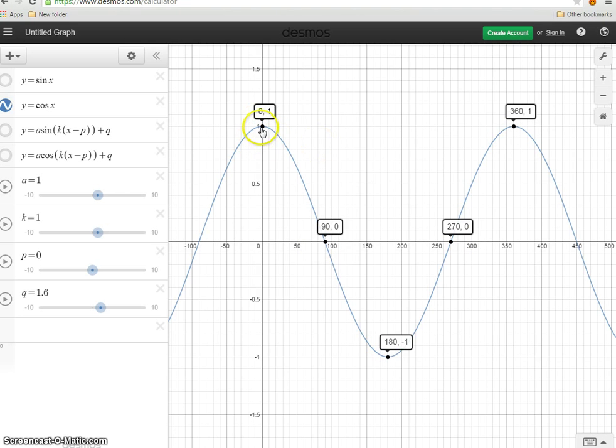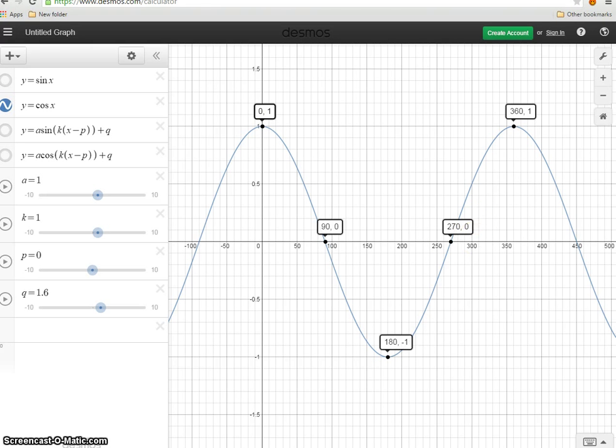So for cosine x, that's (0, 1), (90 degrees, 0), (180 degrees, negative 1), (270 degrees, 0), and (360 degrees, 1). So these 5 points are enough to give you an idea of what happens for one cycle. And then from there, it's just a repeating pattern over and over again. So these 5 points you need to know.